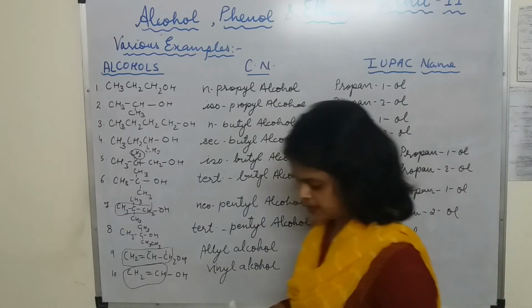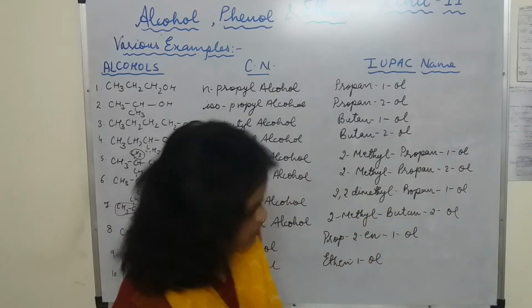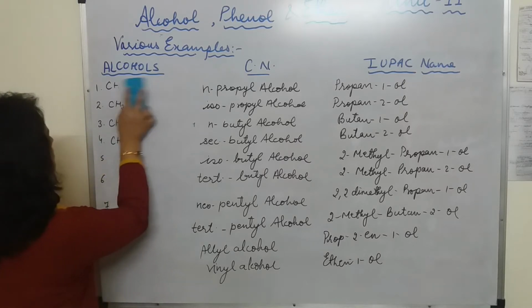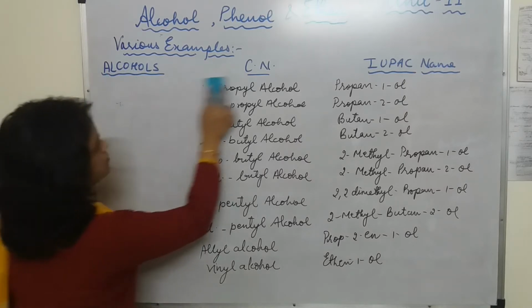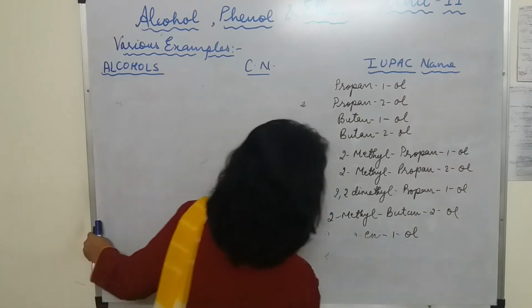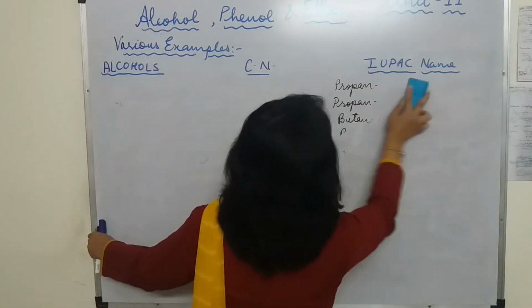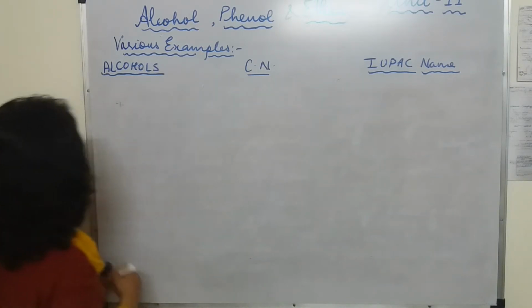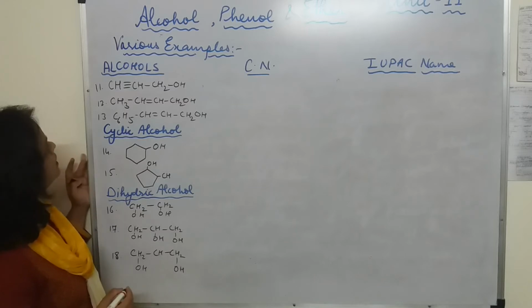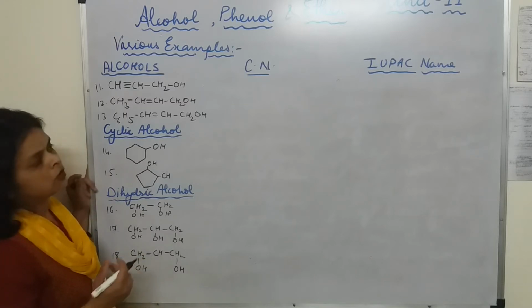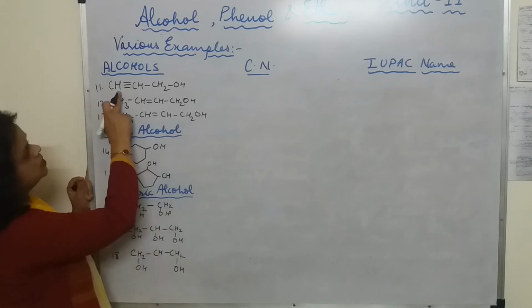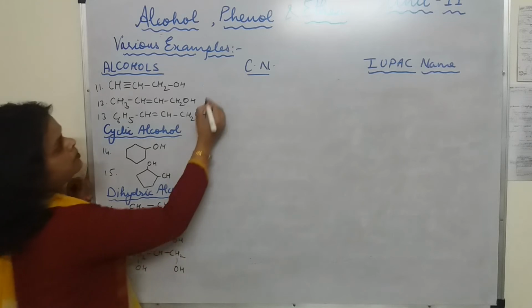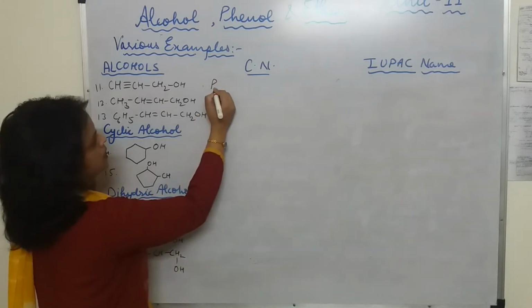Let's write a few more examples. 24 to 25 examples, students, we are going to see. Let's write some more examples, their common names and IUPAC names. CH triple bond CH, single bond CH2OH. This is propargyl alcohol.